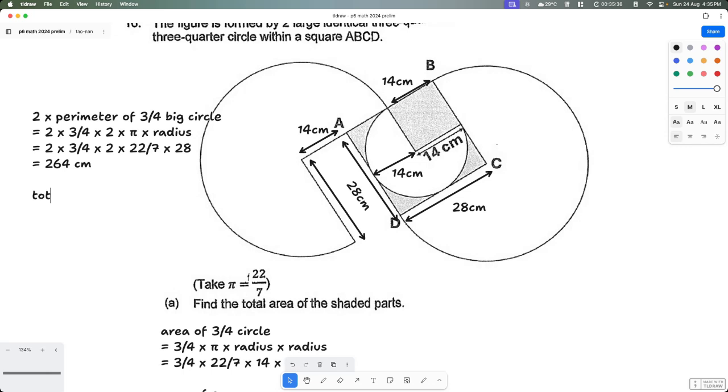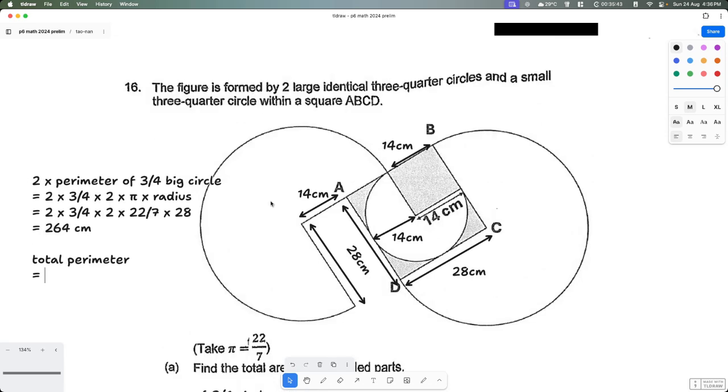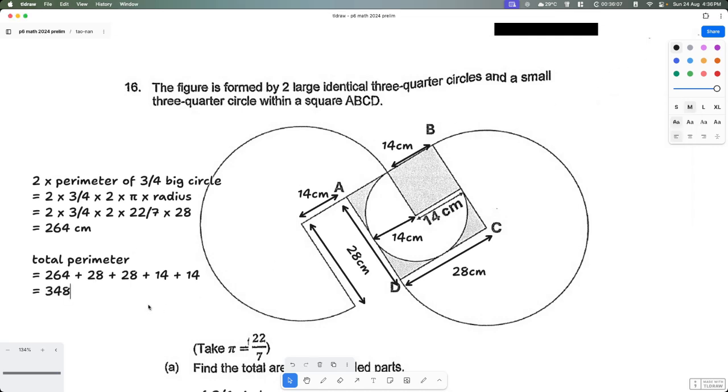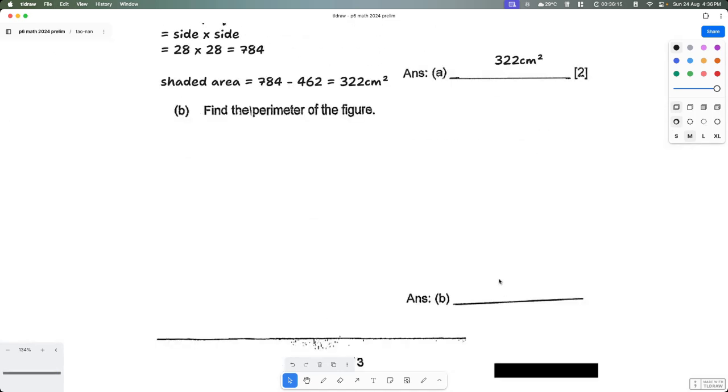So the total perimeter is equal to 264 plus 28 plus 28 plus 14 plus 14, which is basically 264 plus 28 times 3, 348 centimeters. So that's the answer, 348 centimeters. Okay, that's it for this part B.